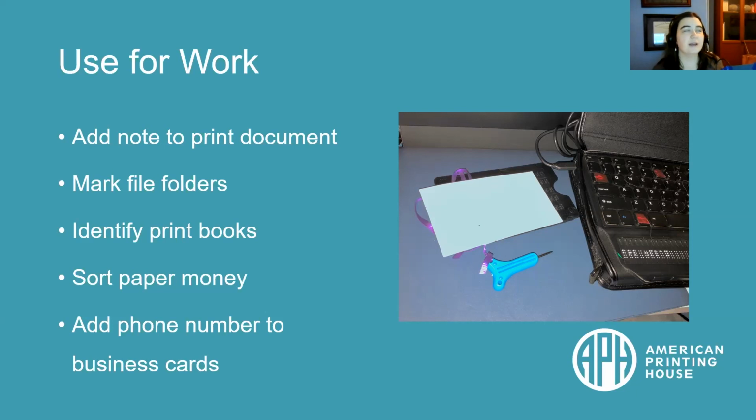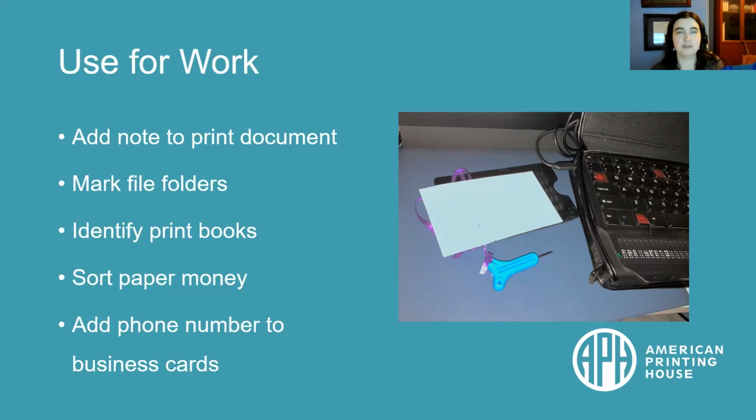Sort paper money. Yes, you can fold it, but there are actually slates out there that let you put a little mark in the corner of your paper money. Hopefully one of these days we will actually get tactile ink on our paper money.